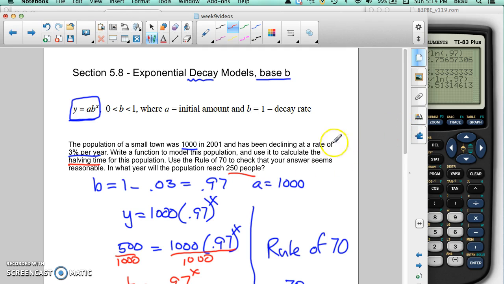So we're using this equation each time, and remember, this is used if we have a percentage per time, not a continuous one. Continuous one uses a different model. This is a percentage per time, and the base is 1 minus the decay rate. That's the difference between decay and growth. Growth is 1 plus, decay is 1 minus. All right, we'll finish up this discussion in the next video when we're going to do exponential decay models of base e.